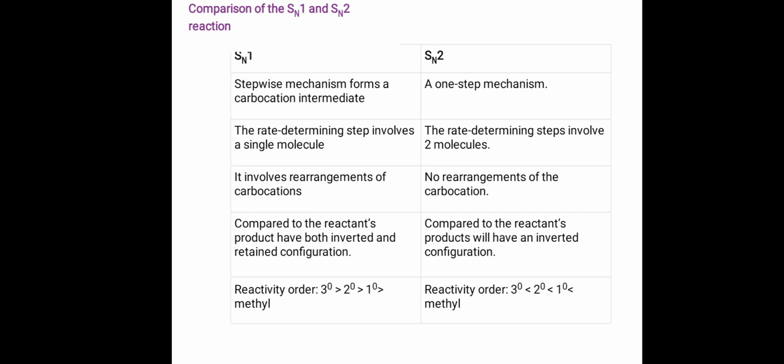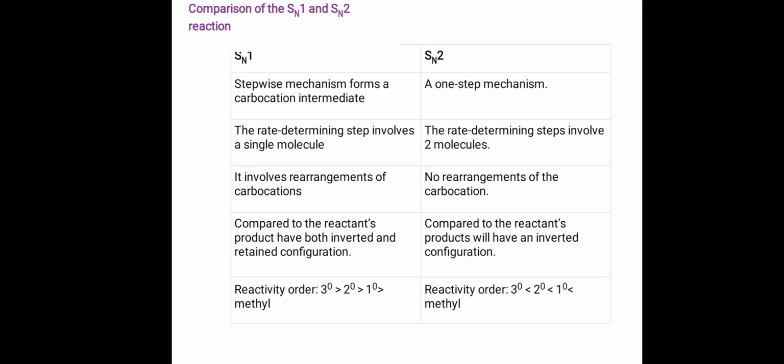The reactivity order of substrates in the SN1 reaction: tertiary alkyl halide is more reactive compared with secondary alkyl halide, and compared with primary alkyl halide. The primary alkyl halide means methyl or ethyl; ethyl and propyl alkyl halides are also primary alkyl halides. In the SN2 reaction, the reactivity order is reversed, and tertiary alkyl halide is the least reactive.